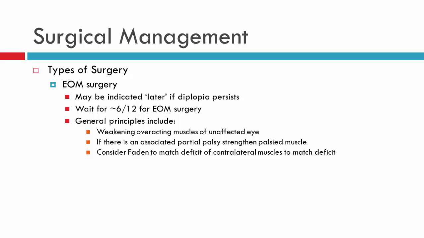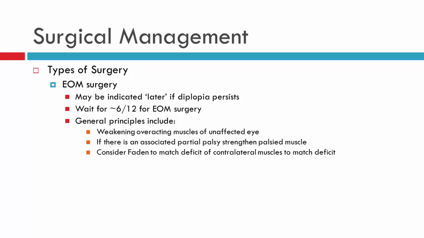We're not going to go through all the various procedures that can be performed on the various types of blowout fractures, but there are a couple of general principles that can be utilised. So one, often the overacting muscles of the unaffected eye are weakened. If there is an associated palsy, then you could strengthen that palsied muscle if it's partial in particular. And also you could look at Faden procedures.